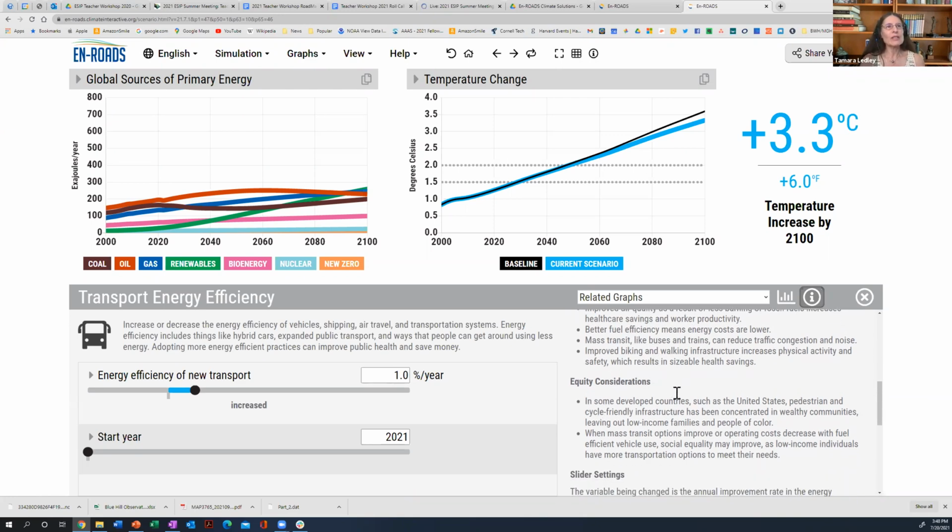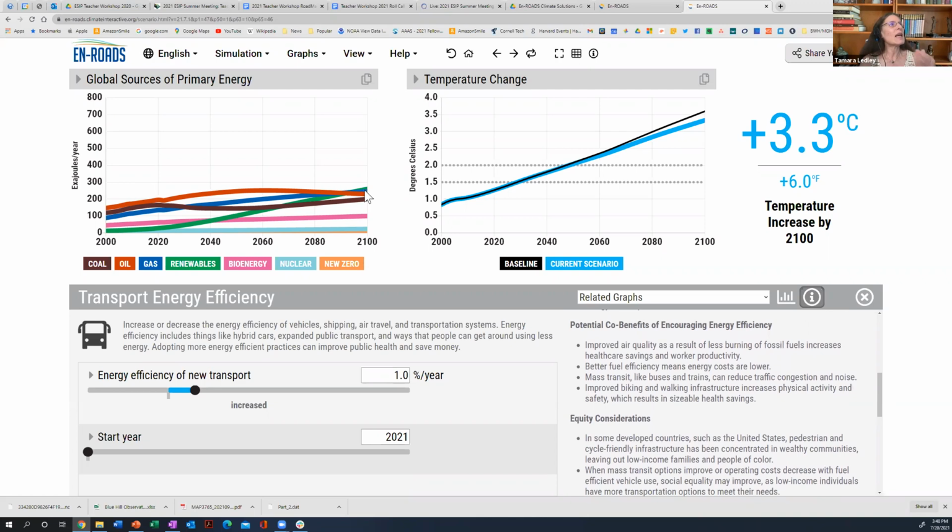Equity considerations: in some developed countries, such as the United States, pedestrian and cycle-friendly infrastructure is concentrated in wealthy communities. So low-income families pretty much get left out of that. So you can consider those things. And then in considering that improved air quality, let's go to one of these impact maps.